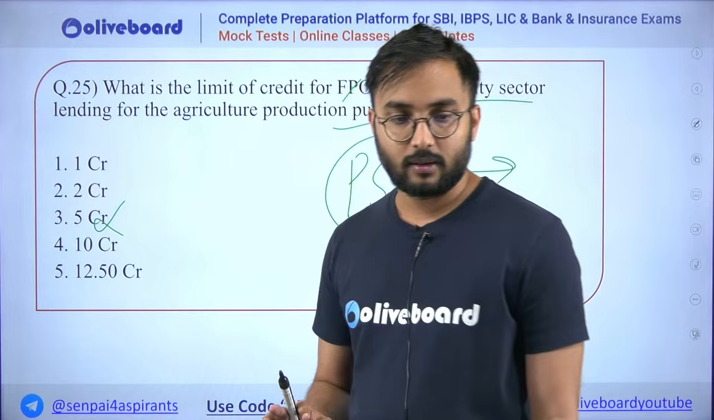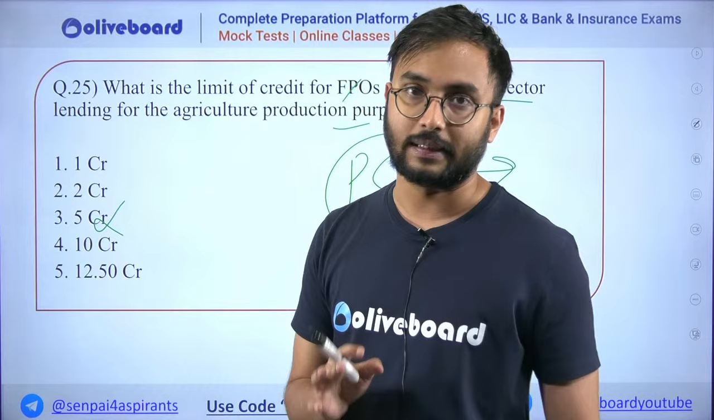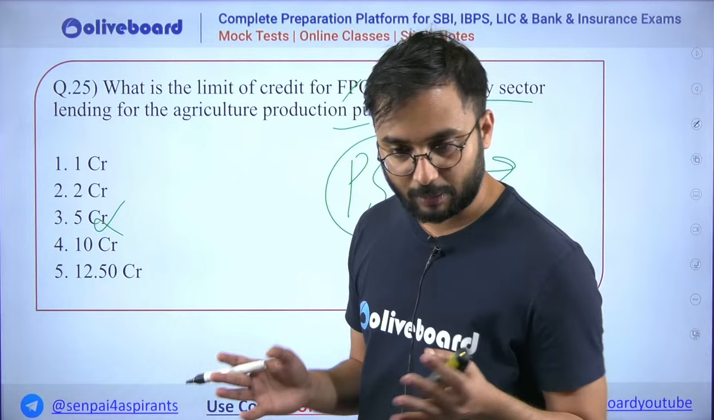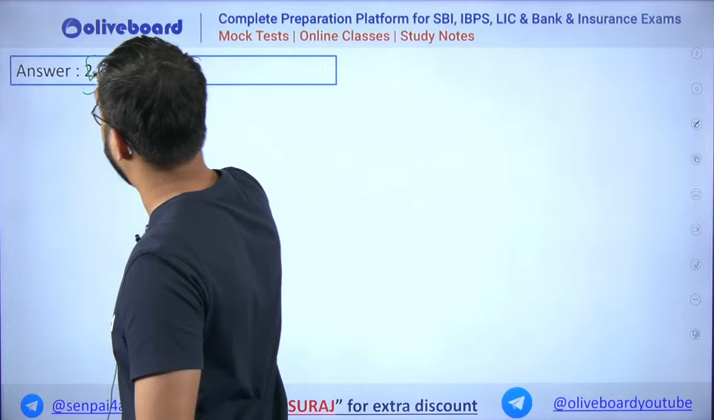Find it out, is it 5 crore or 2 crore? I can also be wrong in certain context. As I told, I am just a human being with flesh and blood. I can be wrong. I am also similar to you. I can make mistakes. 5 is the correct answer. Okay, 5 crore is the correct answer. No worries, I accept it because I also thought it would be 5.